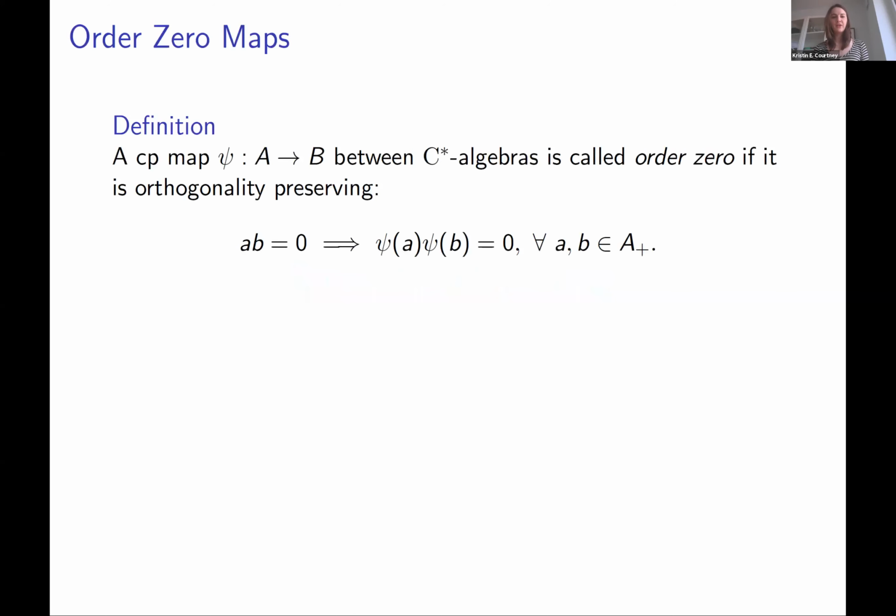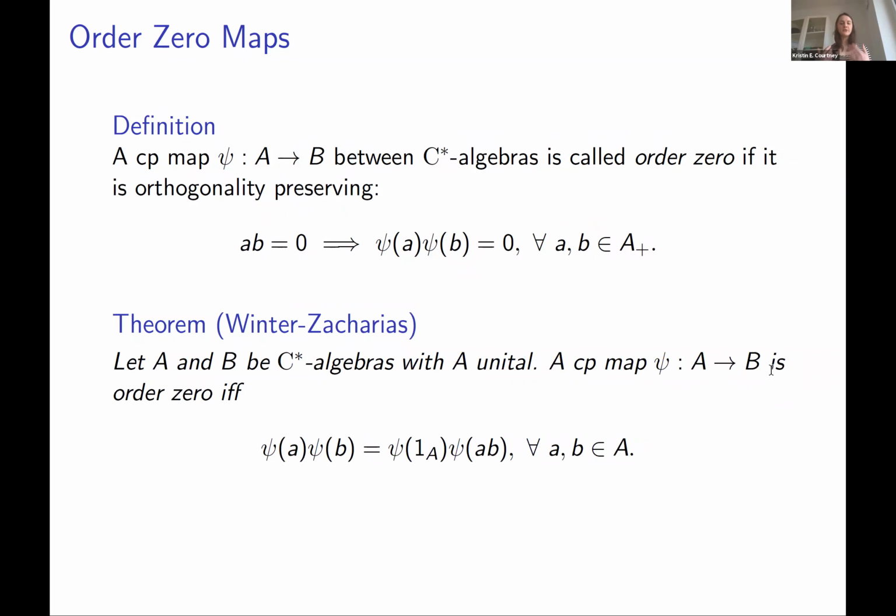Okay, so enter order zero maps. We say a CP map between C-star algebras is order zero if it is orthogonality preserving. That means that if you have two positive elements that multiply to give you zero, then they multiply to give you zero in the image as well.